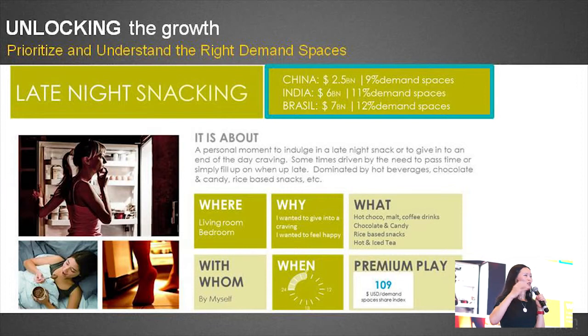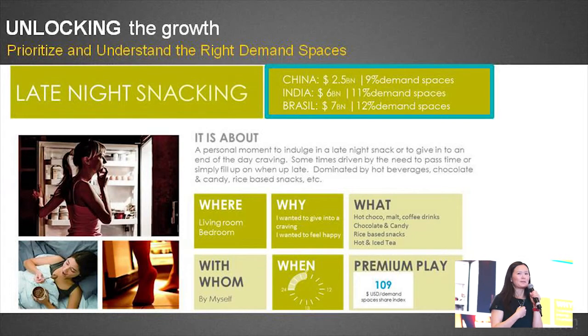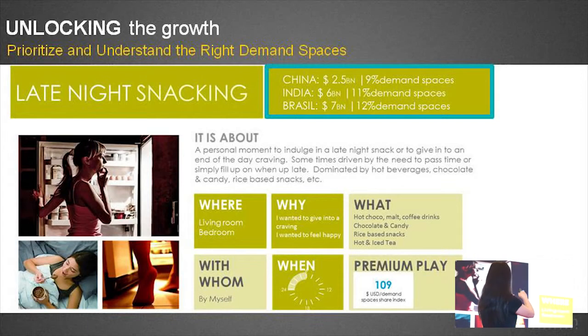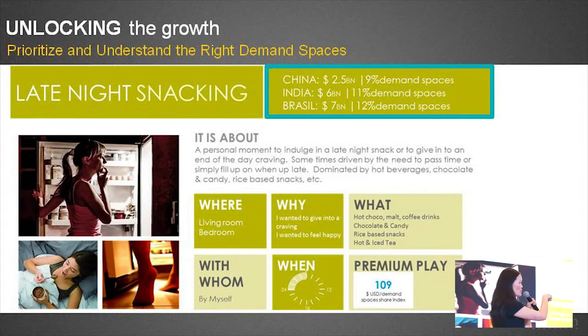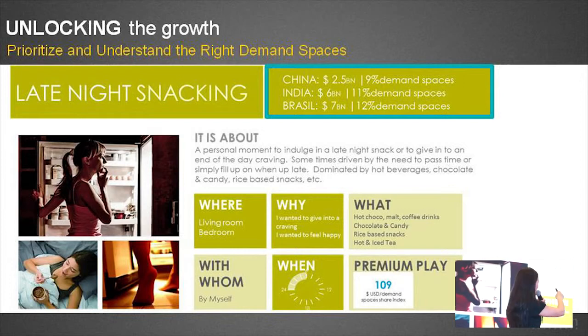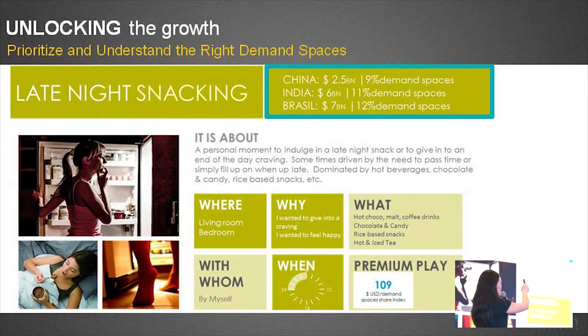Well, we know most of the snacks are consumed in daytime. So night might be a good opportunity for us. Maybe at night we can persuade consumers to switch towards our category. If I'm going to target this consumption space, what do I need to do? First of all, we need to look at how big is this space. We look at the Chinese market, Indian market, and Brazil market.